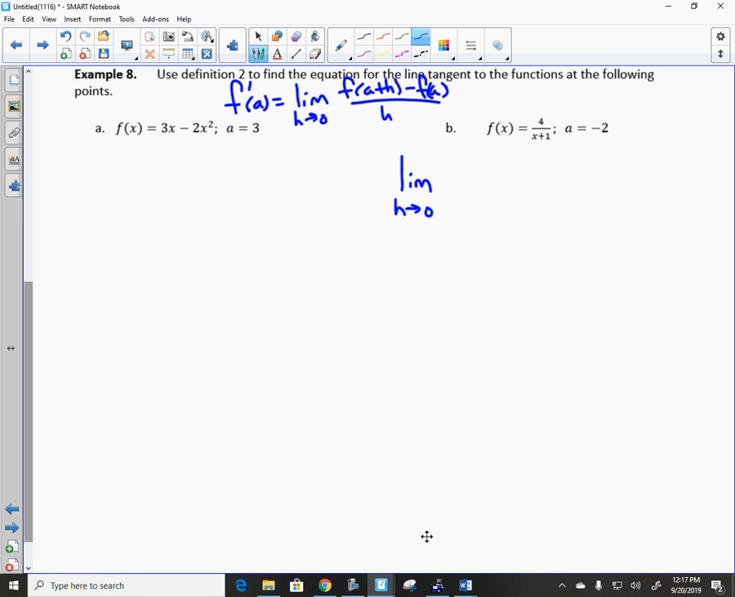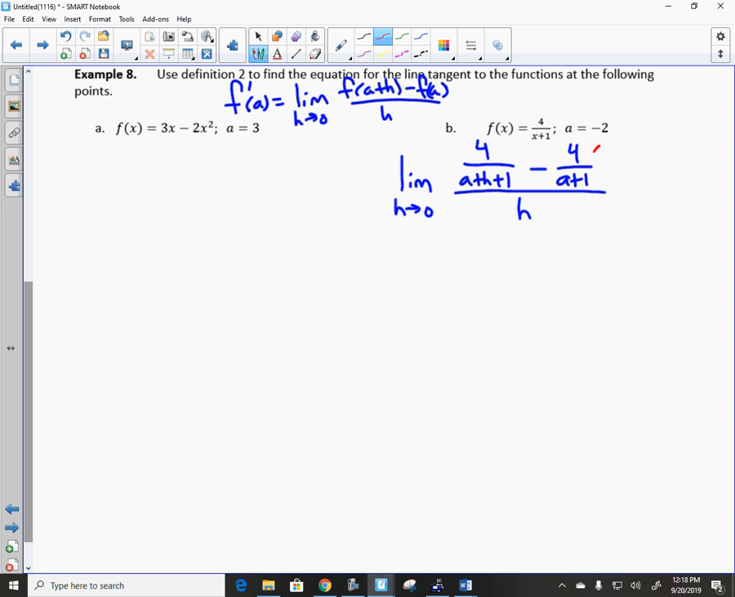We get 4 over a plus h plus 1 minus, what do I plug in for the second part? Just a. What is f of a? 4 over a plus 1, all over h. So if you were to plug in 0 right now, you would get 0 over 0. That doesn't work out.